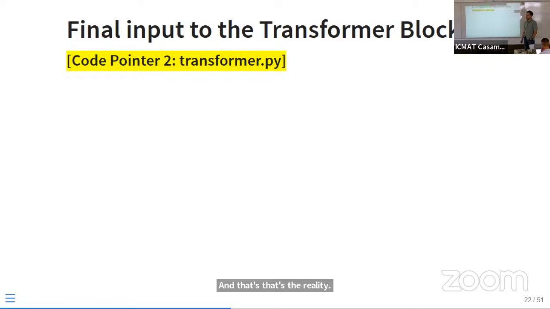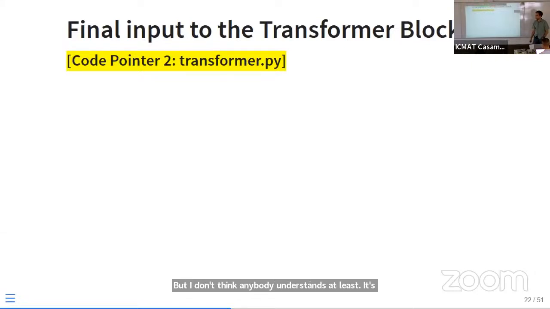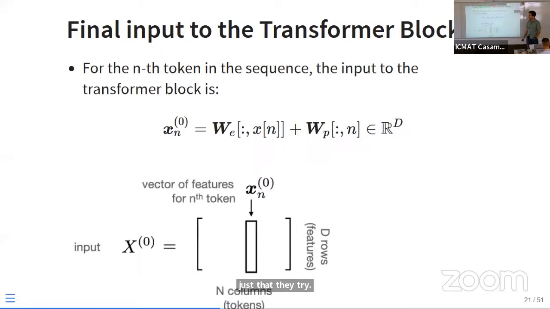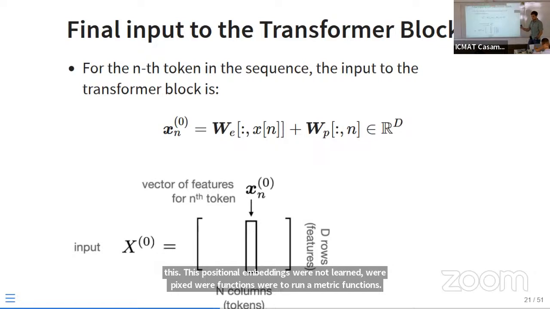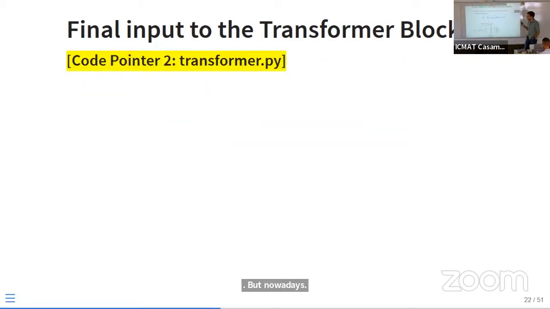Yeah, but whatever it is, it is learned with enough data. It would be very interesting to understand why this simple thing works, but I don't think anybody understands, at least for the moment. It's just that they tried and it worked. In the attention paper, these positional embeddings were not learned; they were fixed, trigonometric sine and cosine functions, and they were working. But nowadays, GPT, for instance, is working with learnable embeddings.